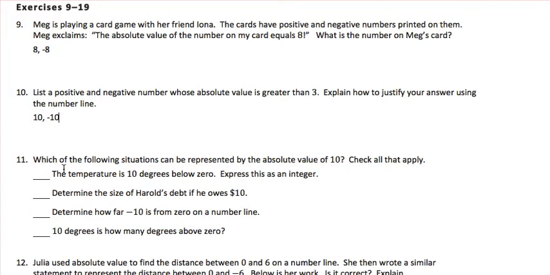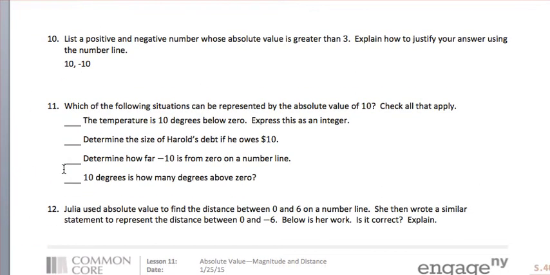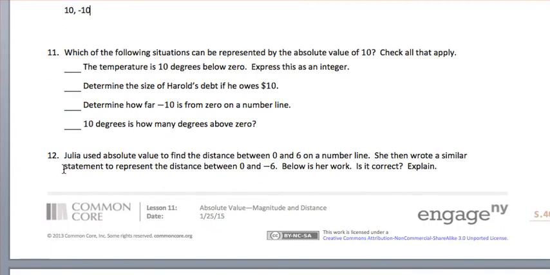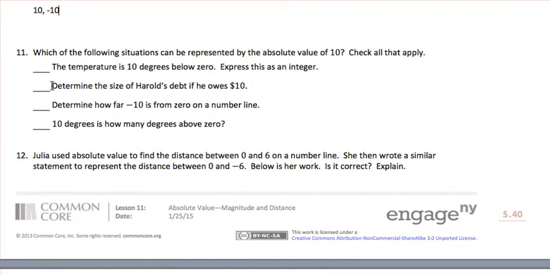In question 11, they ask us which situations can be represented by the absolute value of 10, and we're to check all that apply. The first one, temperature is 10 degrees below 0. Express this as an integer. If we need to write this amount as an integer, the number would be -10, and that is not showing absolute value.